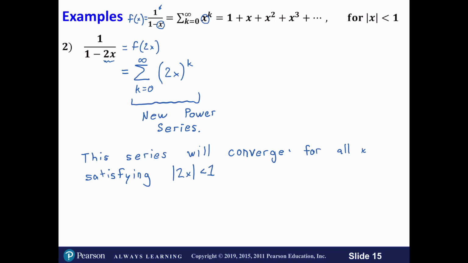Right? Because the original series converged for absolute value of x less than 1, so we just replace x, h of x, with 2x. And in this case, this means that negative 1 is less than 2x, which is less than 1. If we divide everything by 2, negative 1/2 is less than x, which is less than 1/2. And so our interval of convergence is negative 1/2 to positive 1/2, and the radius of convergence is 1/2.